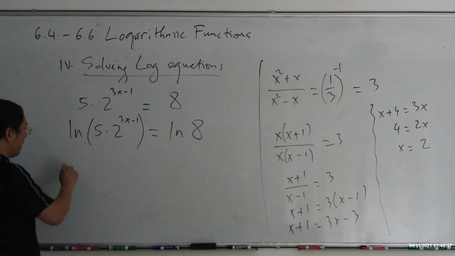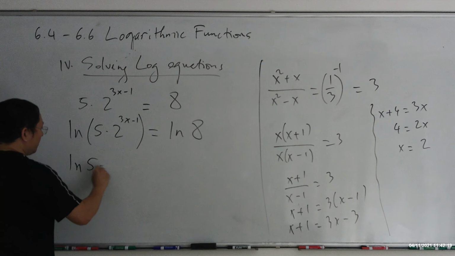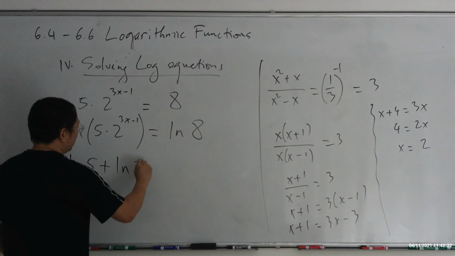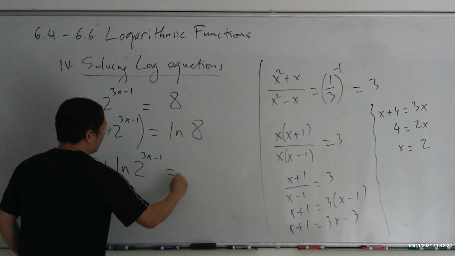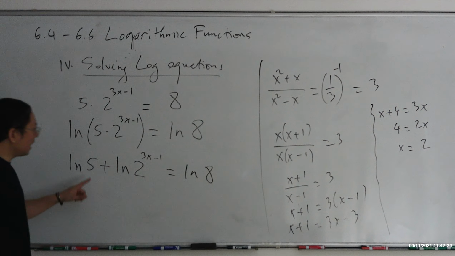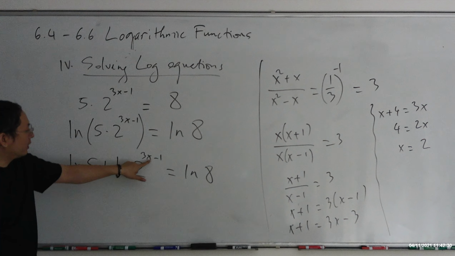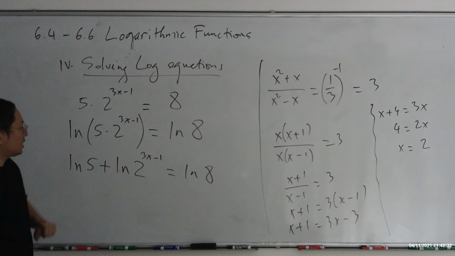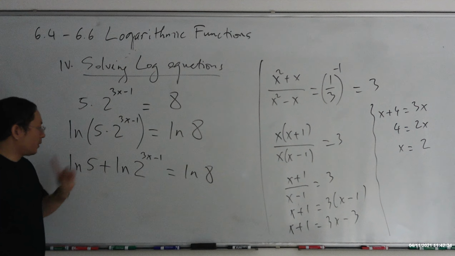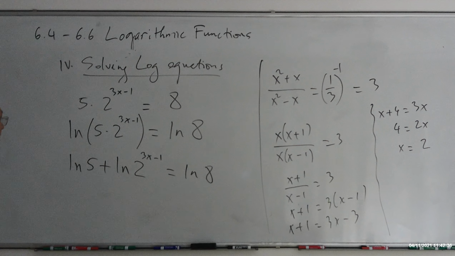A product, the log becomes ln of 5 plus ln of 2 to the 3x minus 1 equal to ln of 8. You see that we don't have the exponent on the 5, so we only have a 5. The exponent 3x minus 1 only applies to the base 2. So don't put the exponent on the 5, because this is a very common mistake that we have.